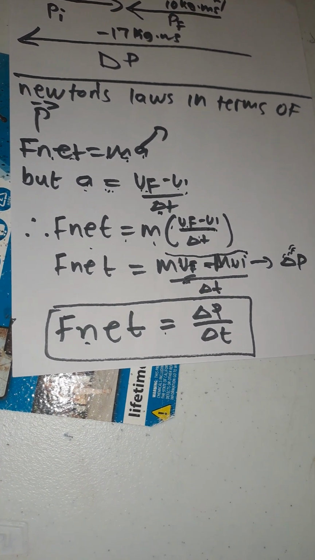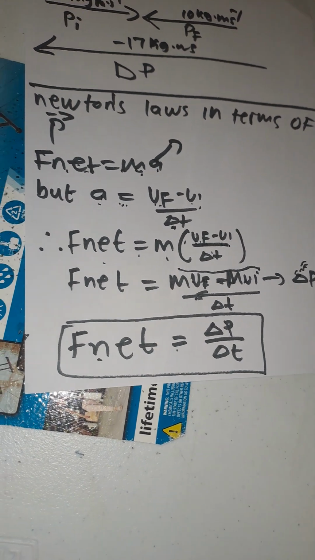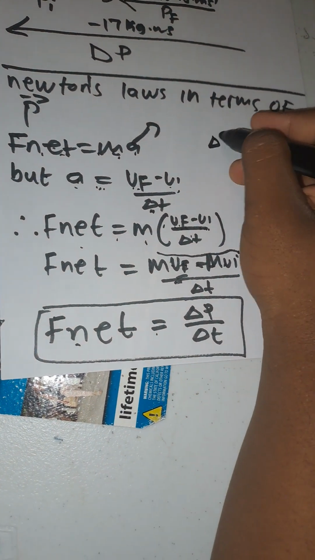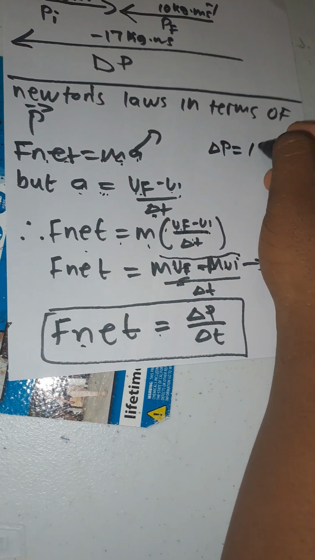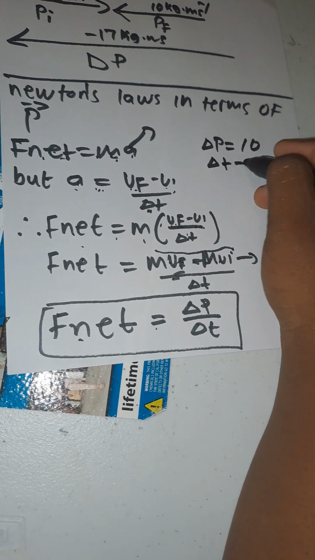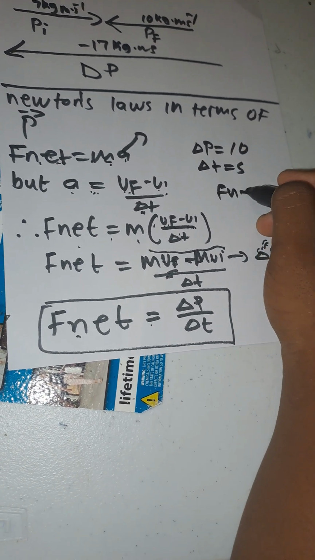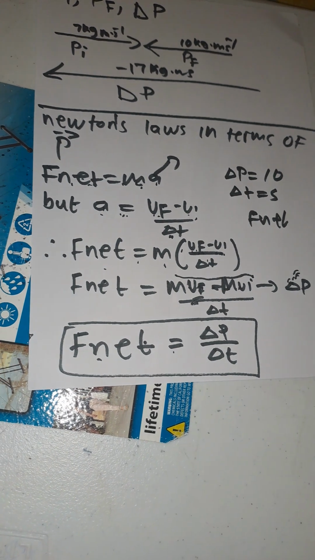We are using this so that if maybe they say the change in momentum is 10 and t is equal to 5, to get your F net, you use the formula and you're done. You see.